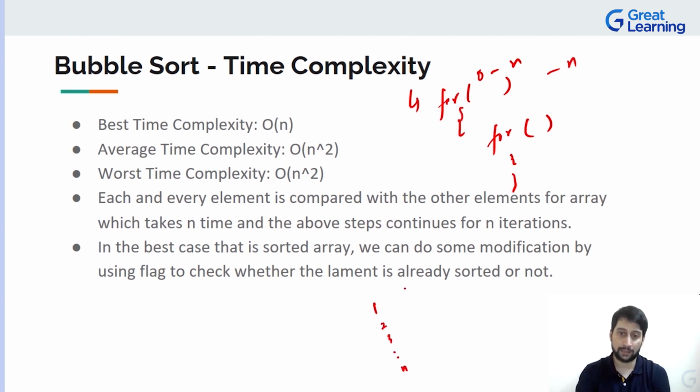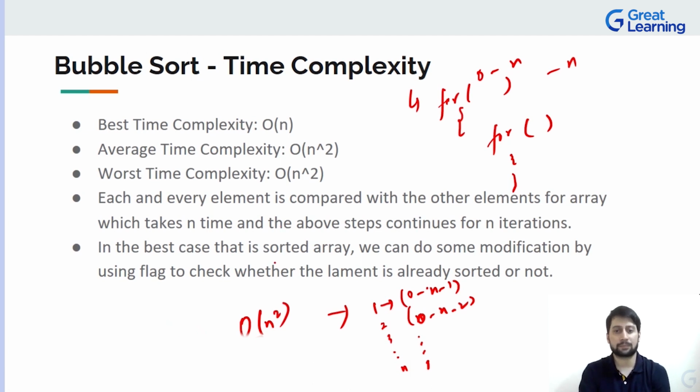and for every element, starting from 1, 2, and so on to n, the first comparison that will happen for the first element will be from 0 to n minus 1, then 0 to n minus 2, and so on to 1, right? So if you can observe, we follow a pattern and this boils down to big O of n square, right, in the worst case.